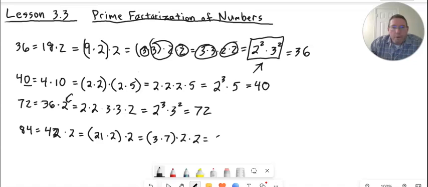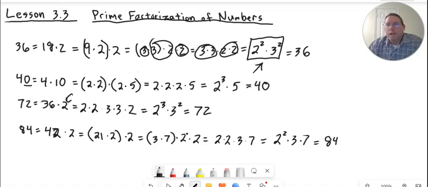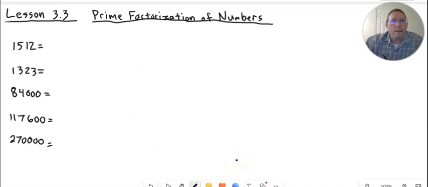And so we wind up with 2 times 2 times 3 times 7, and that's 2 squared times 3 times 7. And therefore, that is the prime factorization of the number 84. Okay, let's try a few more examples, maybe some bigger ones, some ones that are a little more difficult. Okay, so these numbers are a little bit bigger, so they're going to take a little more time, and you're definitely going to need a calculator for some of these.